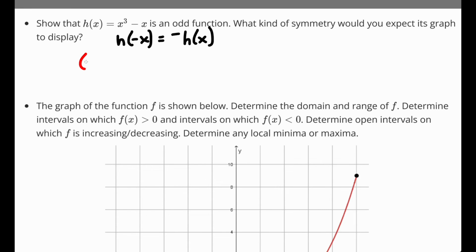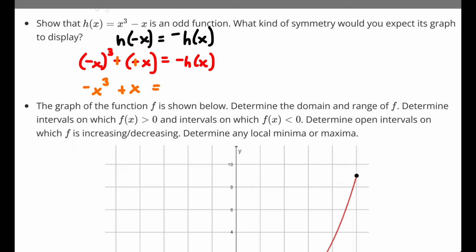So first thing we're going to do is figure out what h of negative x even is. It's going to be something like that, equals negative h of x. Okay, x to the third is x to the third. Negative x to the third is also negative x to the third. So you're going to have negative x to the third here. This one is going to become positive.